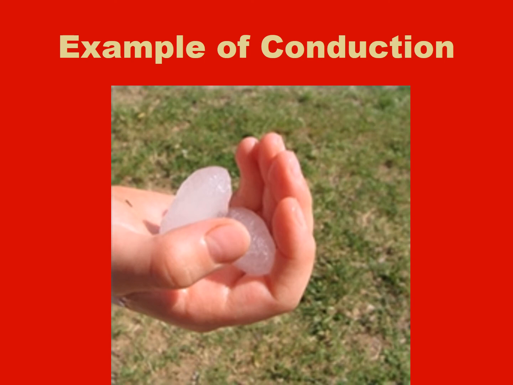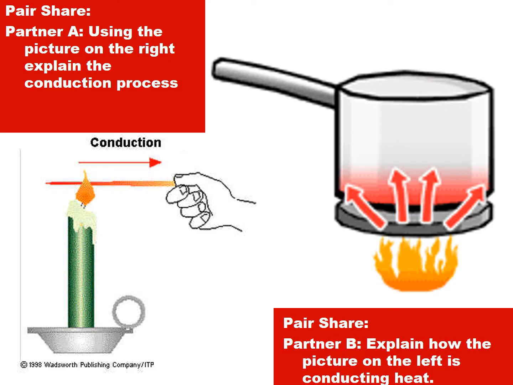Catch the ice ball, and heat transfers from the human hand to the ice ball. After a period of time, the ball melts because it gains more heat. Okay, also, using the picture on the right, part A explains the conduction process, and part B explains how the picture on the left is conducting heat.